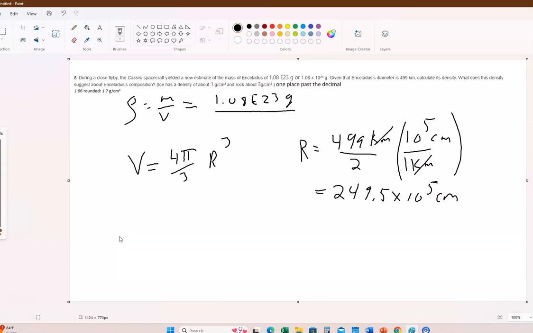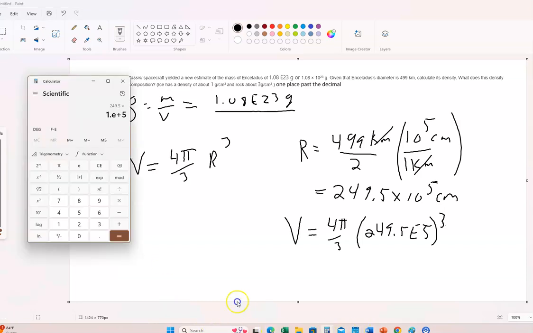All right, so now to figure out the volume, right? The volume is going to be equal to 4 pi divided by 3. That just comes from geometry. And now I've got to take this number, 249.5 times 10 to the fifth, of course it's centimeters, and then now I've got to cube that. It's supposed to be a 3. I'll take care of all that in the calculator.